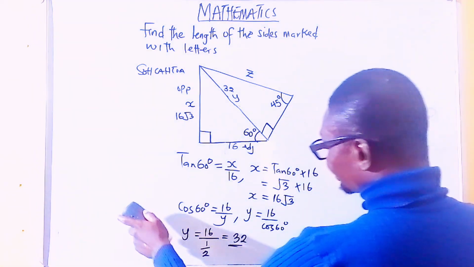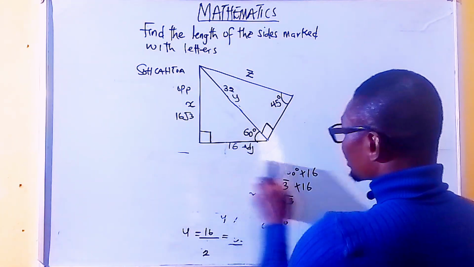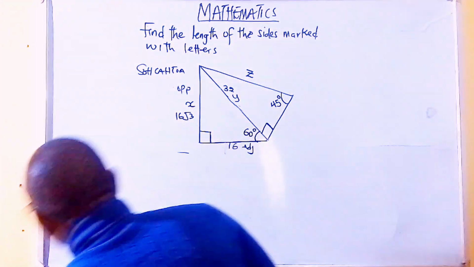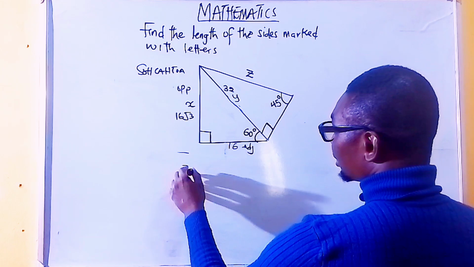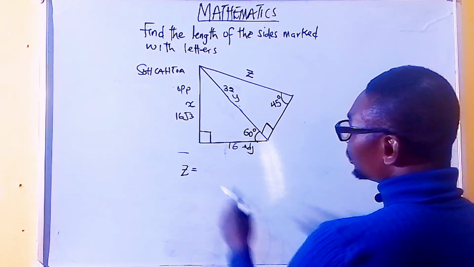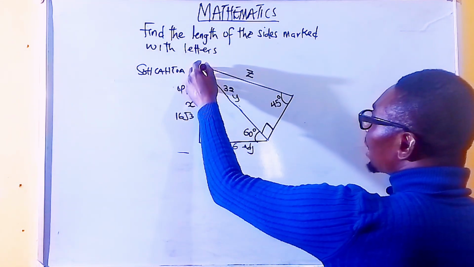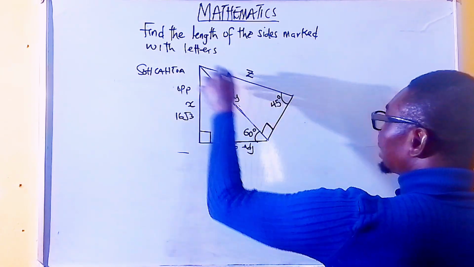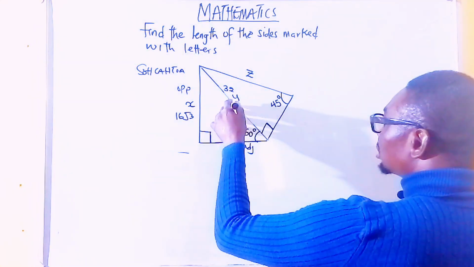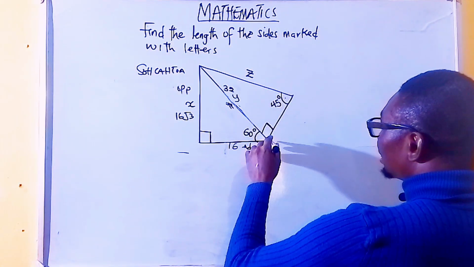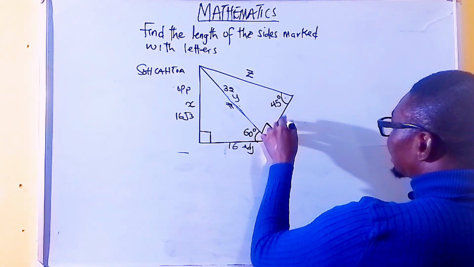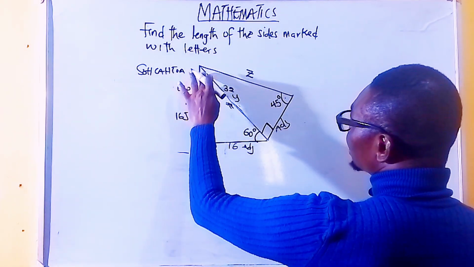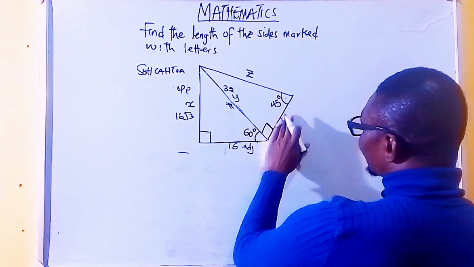Okay, let's continue. The next is to find z. To find z, if you look at this right angle, this side automatically becomes the opposite side because it's facing this angle. This side will now be the adjacent, while z is the hypotenuse, which is the longest side.